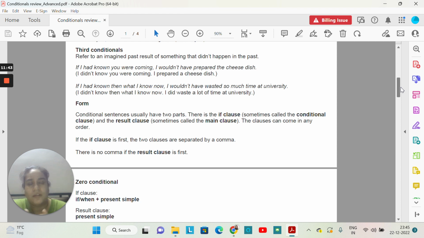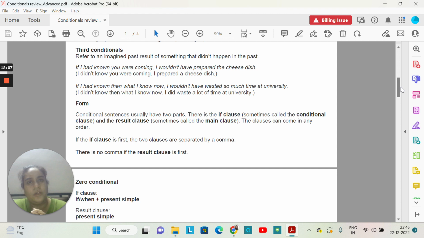Wouldn't, a modal, would, have prepared. So would, have, and then the past participle of the main verb, prepared. You can keep it this way. You can understand the situation of the result this way. Would, have, plus past participle. Or what you can do is, if you want to break it up in a different way.